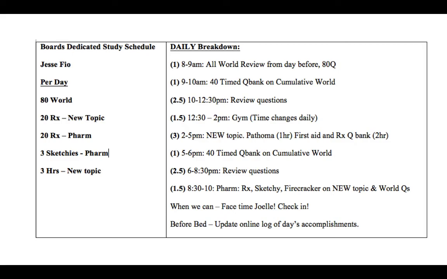And then at night, I would give myself something mentally a little easier, which I thought Sketchy was, because it's just these pictures, and you've got to remember this picture. And I thought that was really helpful to kind of end the night with something kind of fun. Sketchy is a lot more of a fun way to learn than other things. And obviously I'm biased towards Sketchy. If you use other resources, please tailor this to your needs.